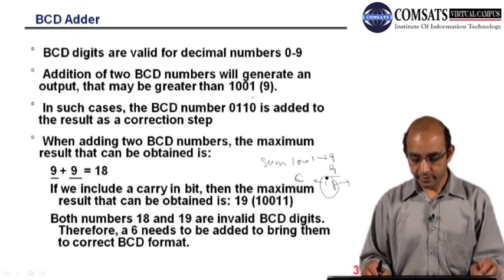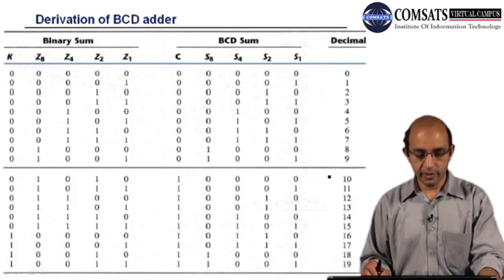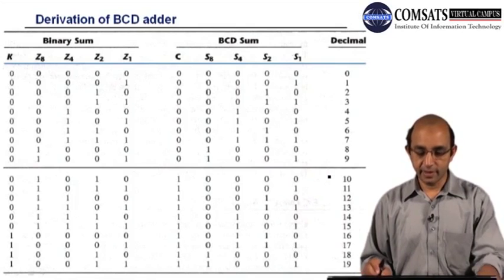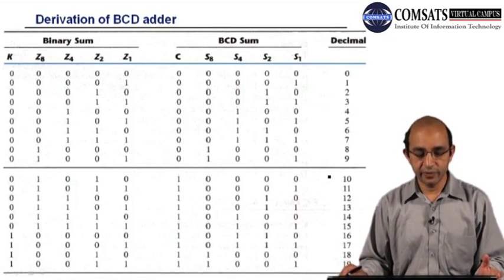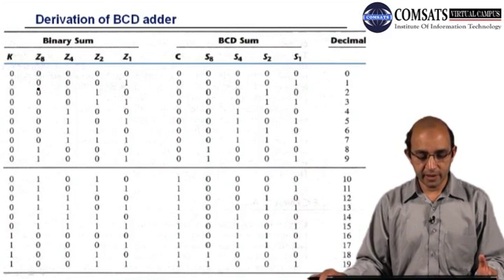So let's talk about this derivation. On the left hand side we have the binary sum. For example, if we have two numbers and these are representing the sum of those different numbers, here we have a K as carry and here we have a C as carry, so these are the BCD sums. Here you can see that the two sums match till 9, 0 to 9. So this is the decimal line, and you can see that they match each other till 9.